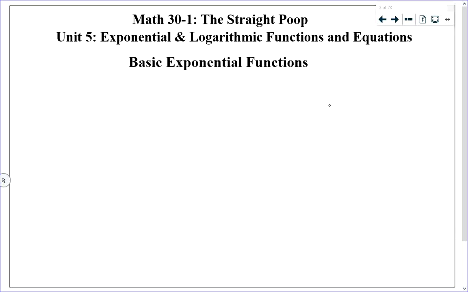So to begin with, we started off the unit by looking at what I called basic exponential functions. And by a basic exponential function, I mean f of x equals a base raised to the x. We did have some conditions on that base. The base had to be either a number between 0 and 1 or a number greater than 1.